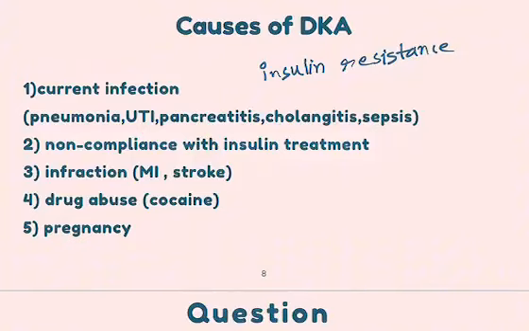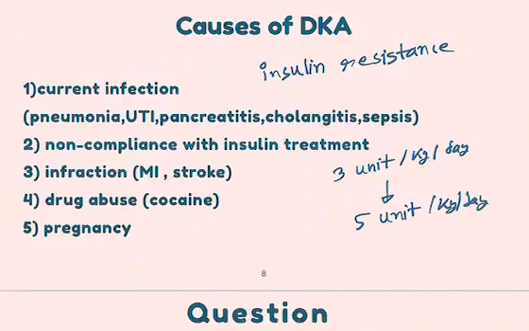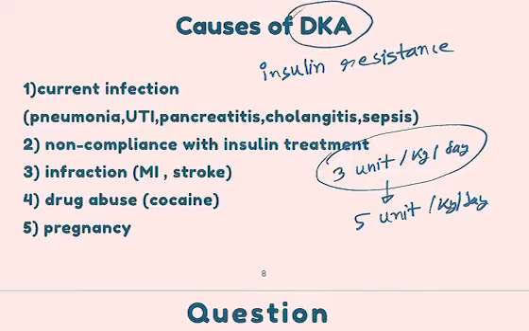So in insulin resistance, the demand of insulin within the body will increase. For example, a patient having 3 units of insulin per kg per day, due to insulin resistance, the demand will shift to 5 units per kg per day. So the patient, unknowing about this phenomenon, will take 3 units of insulin per kg per day. As a result, there will be a lack of insulin, which may lead to diabetic ketoacidosis.